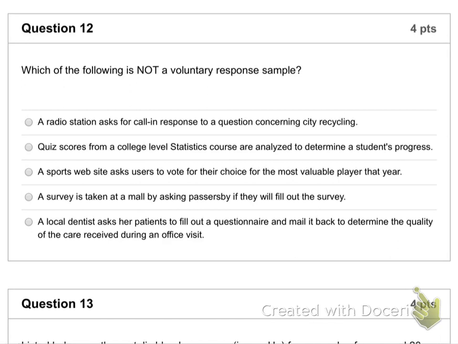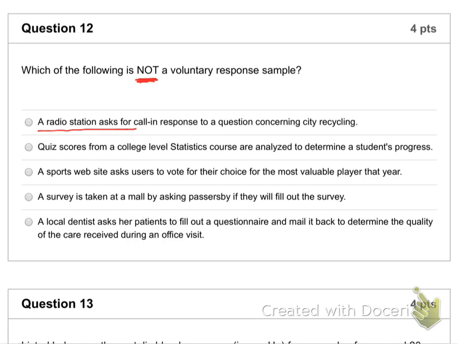Question 12. Which of the following is not a voluntary response sample? Which of the following is not a voluntary response sample? So again, only one answer. Can you read those? So we're looking. So remember the word "not." I tried to make it big and bold and clear.